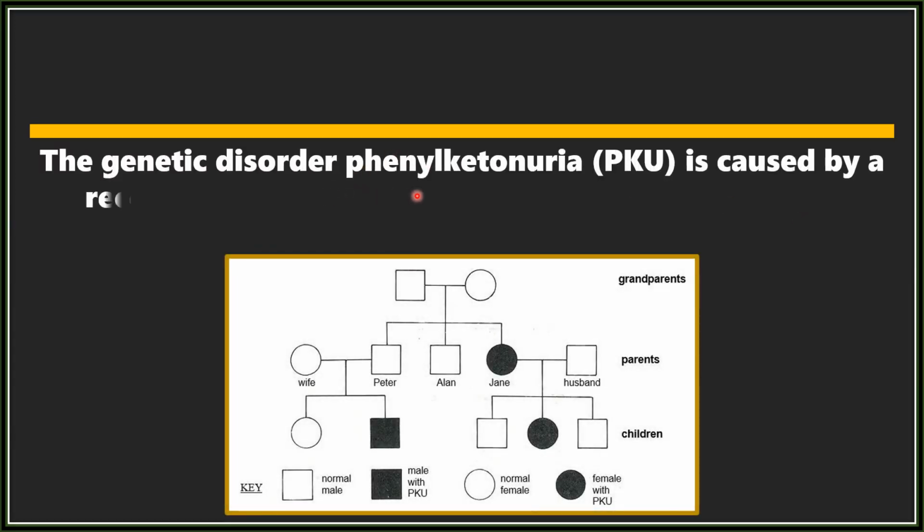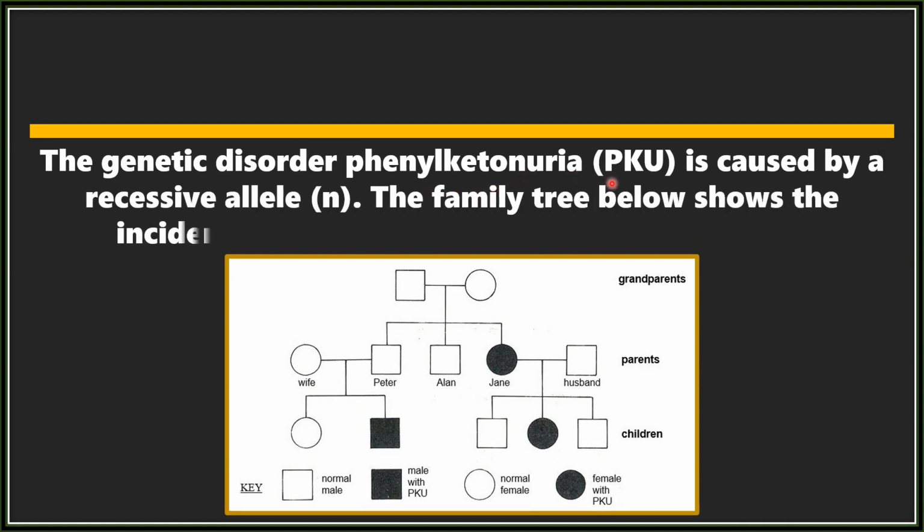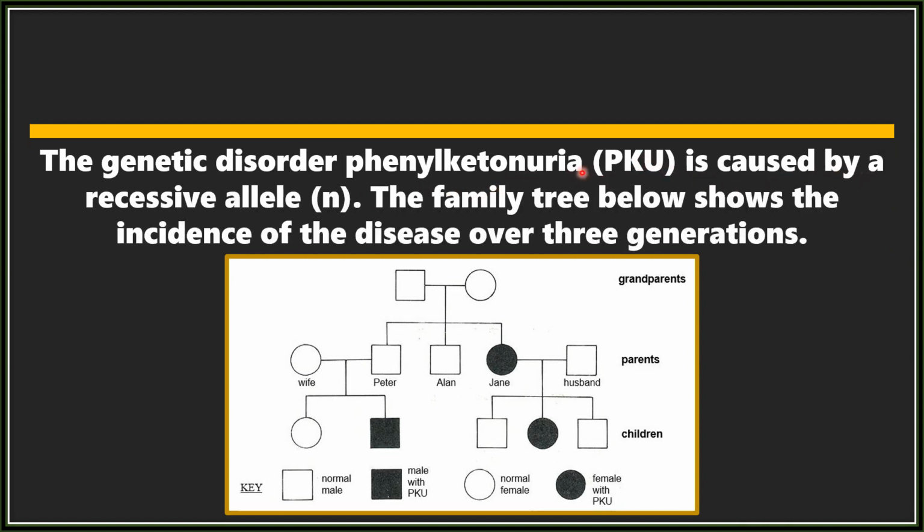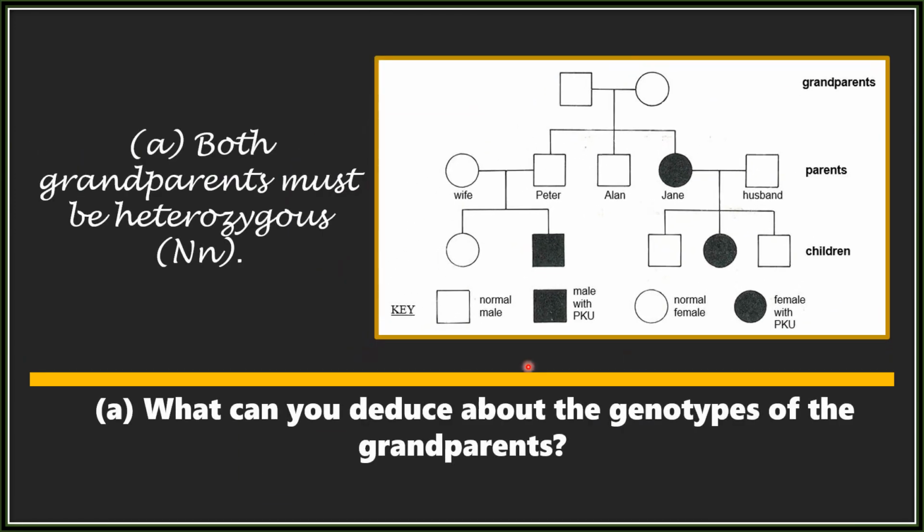The genetic disorder phenylketonuria (PKU) is caused by a recessive allele n. The family tree below shows the incidence of the disease over 3 generations. What can you deduce about the genotype of the grandparents? Both grandparents must be heterozygous, capital N, small n.